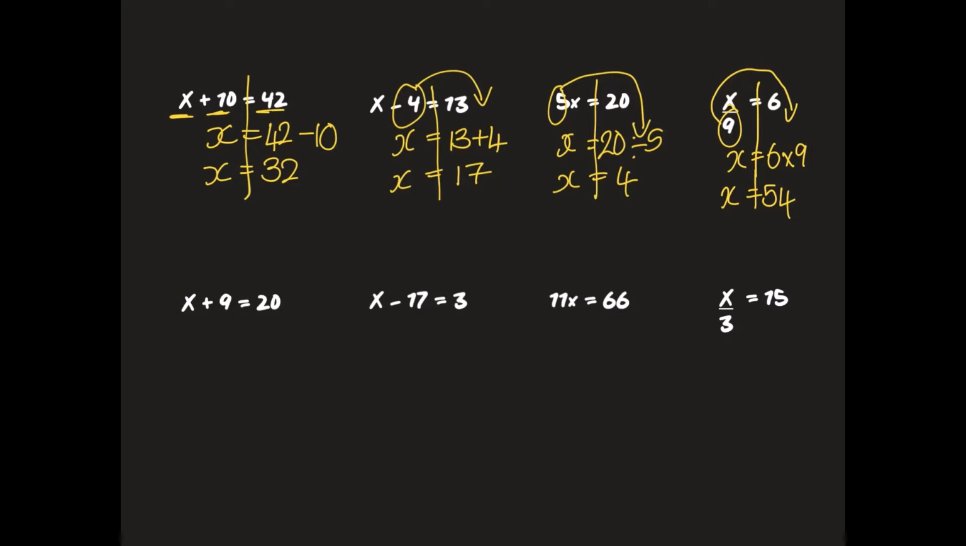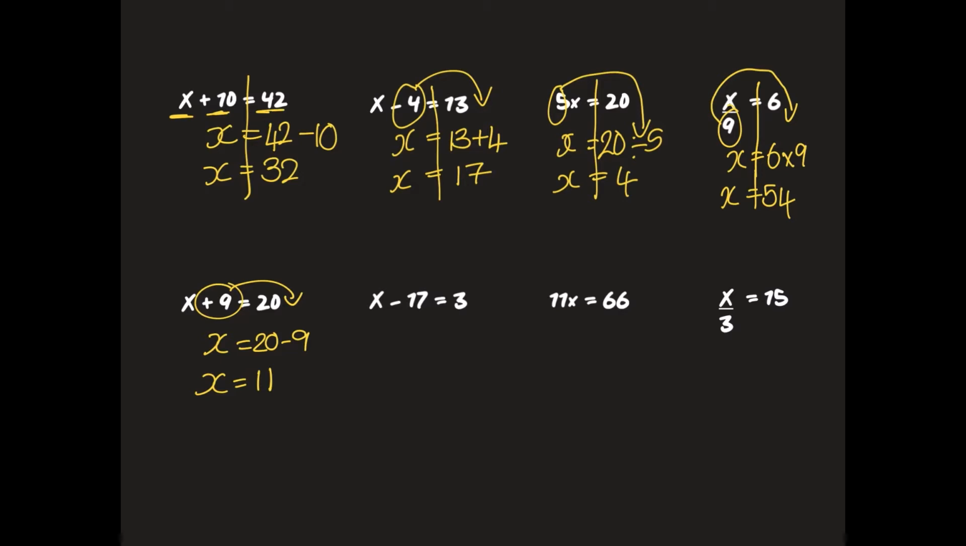Alright, now that you've had a little try at those, let's go over them. So this first one, x plus 9 equals 20. So we will do x is equal to, plus 9 becomes a minus 9 when we move the side. So 20 minus 9, so x is equal to 11. Okay, so you should have x equals 11 for that one. And then you can double check it. So 11 plus 9 equals 20. Yes, that is a correct answer, because 11 plus 9 does equal 20.